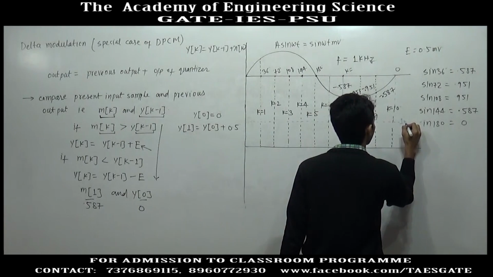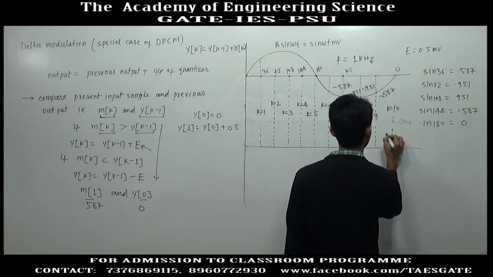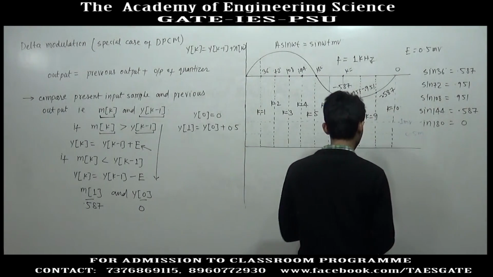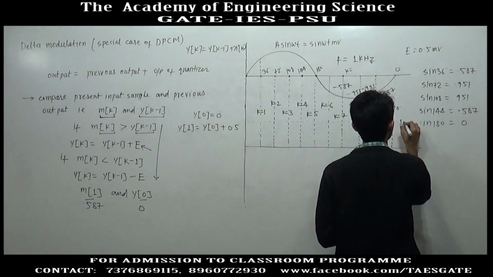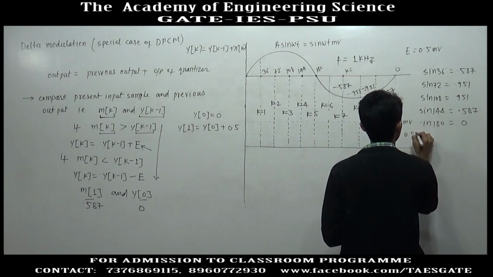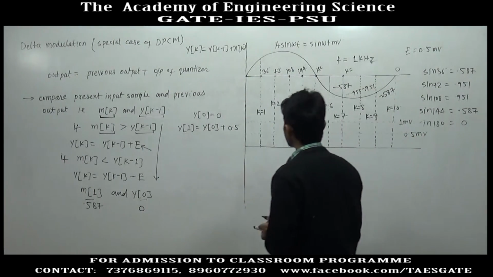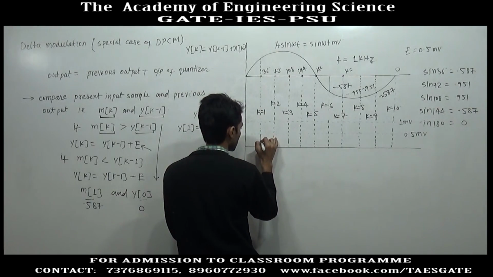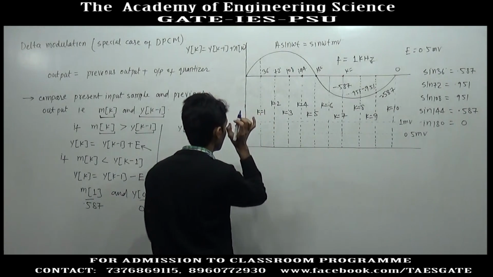Suppose this is 1 millivolt level, this is 0.5 millivolt level. So, at k equal to 1, we have output equal to 0.5 millivolt.